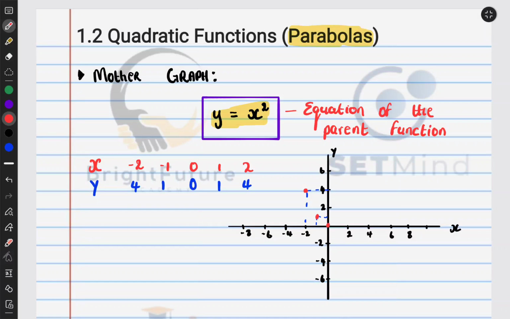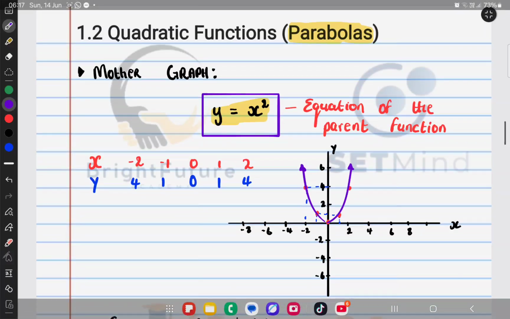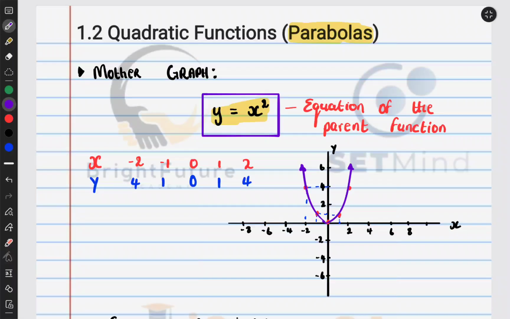The next point is 0 and 0. The next one is 1 and 1, just halfway there, and then the next one is 2 and 4. Once you have these points on your set of axes, you simply join them with a curve. Remember, this is not a straight line function now, it is a curved function, like this, and you put arrows there to represent that this function is continuous.